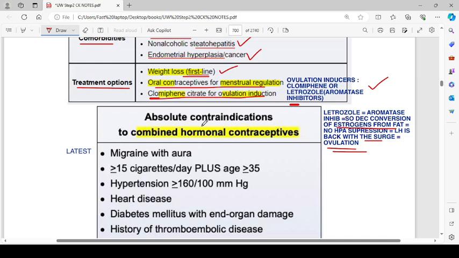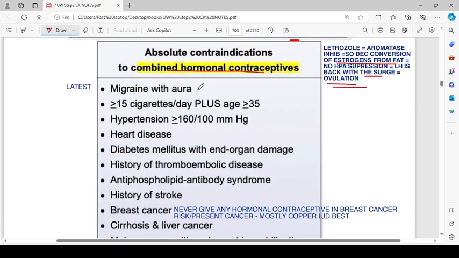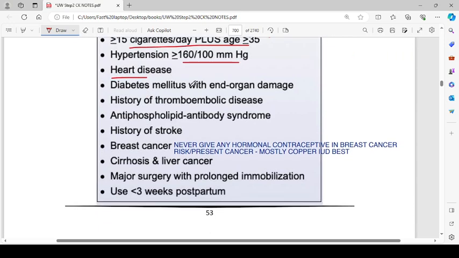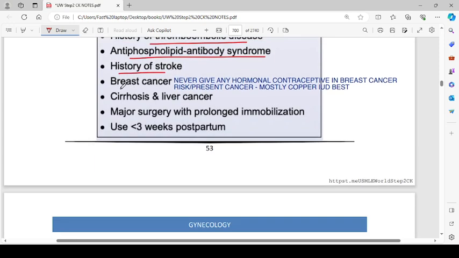Okay. Absolute contraindication to combined hormonal contraceptive. Migraine with aura, more than 15 cigarettes per day plus age more than 35. Hypertension more than 160 by 100 millimeters of mercury. Heart disease, diabetes mellitus with end organ damage. History of thromboembolic disease, antiphospholipid antibody syndrome, history of stroke, breast cancer.